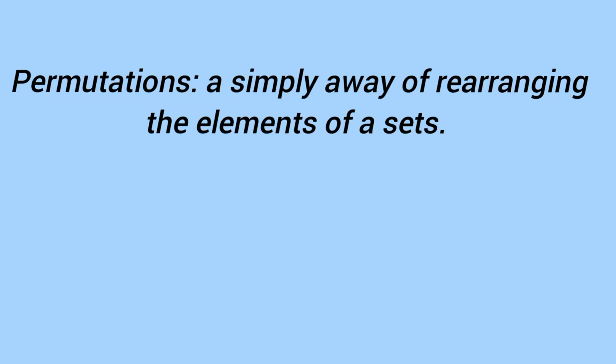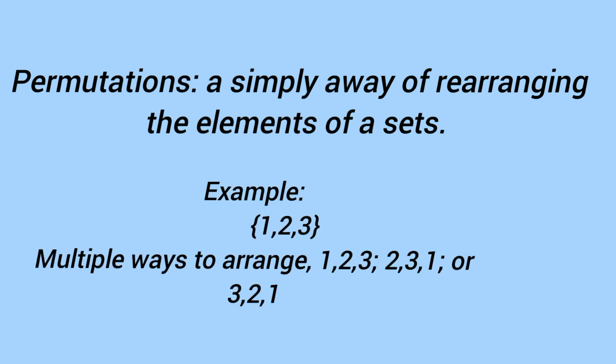First, let's quickly review what a permutation is. A permutation is simply a way of rearranging the elements of a set. For example, consider the set of three elements 1, 2, 3. There are multiple ways to arrange them, like 1, 2, 3, 2, 1, 3, or 3, 2, 1. Permutations are used in many fields like mathematics, computer science, and cryptography.